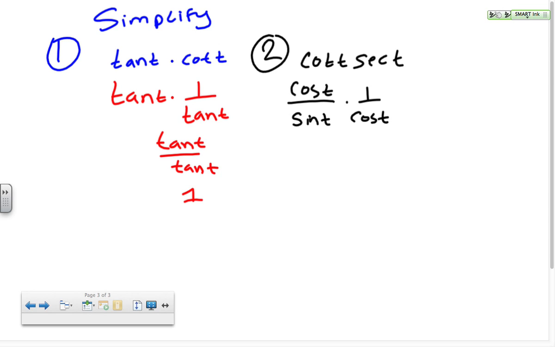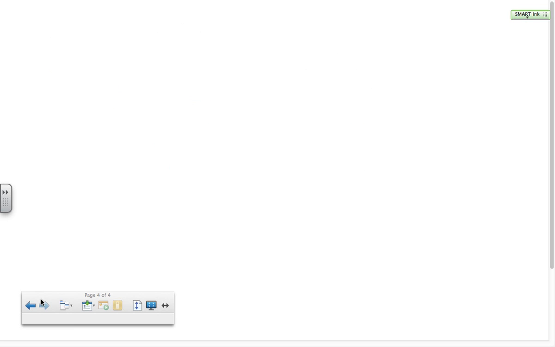Keep in mind now that these cosines can cancel, and I'm left with 1 over the sine of t, which can simplify to the cosecant of t. Okay, you're trying to get it as small as possible. Sometimes that will mean a single trig function. Sometimes that will mean more than one trig function. It's just as small as you can possibly get it. All right, so let's look at another one. Number 3.